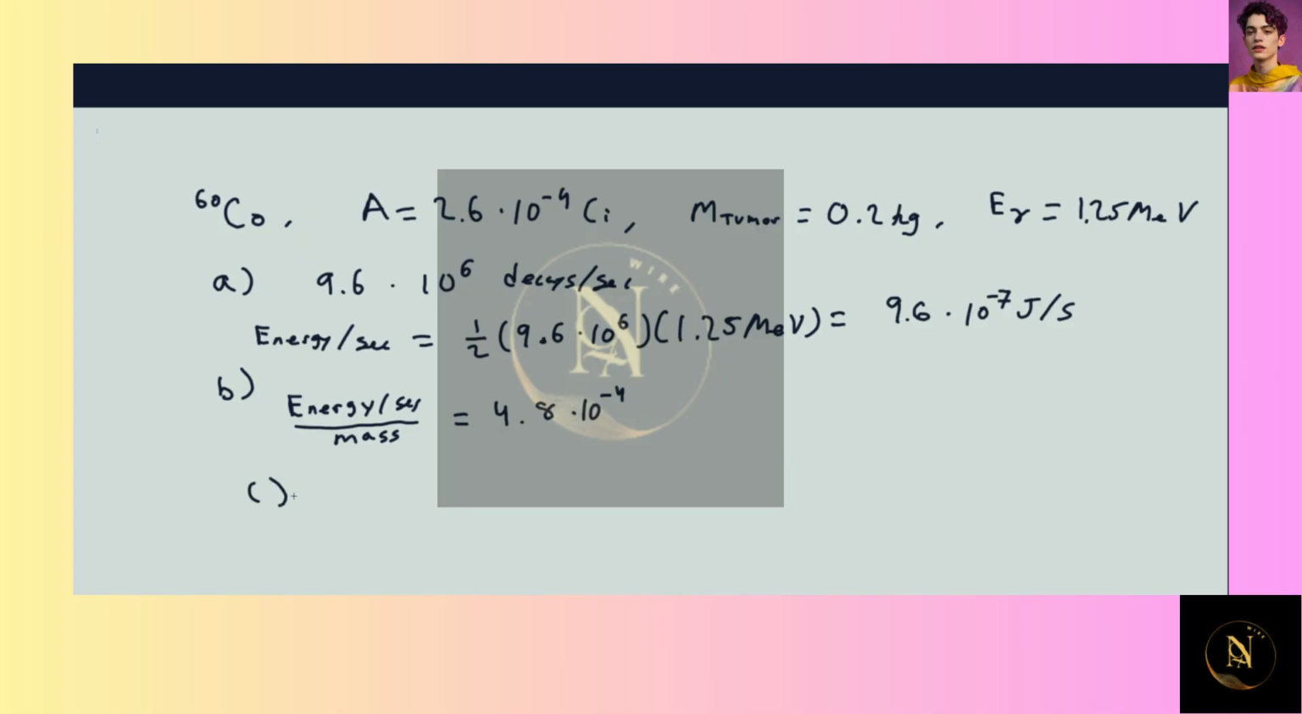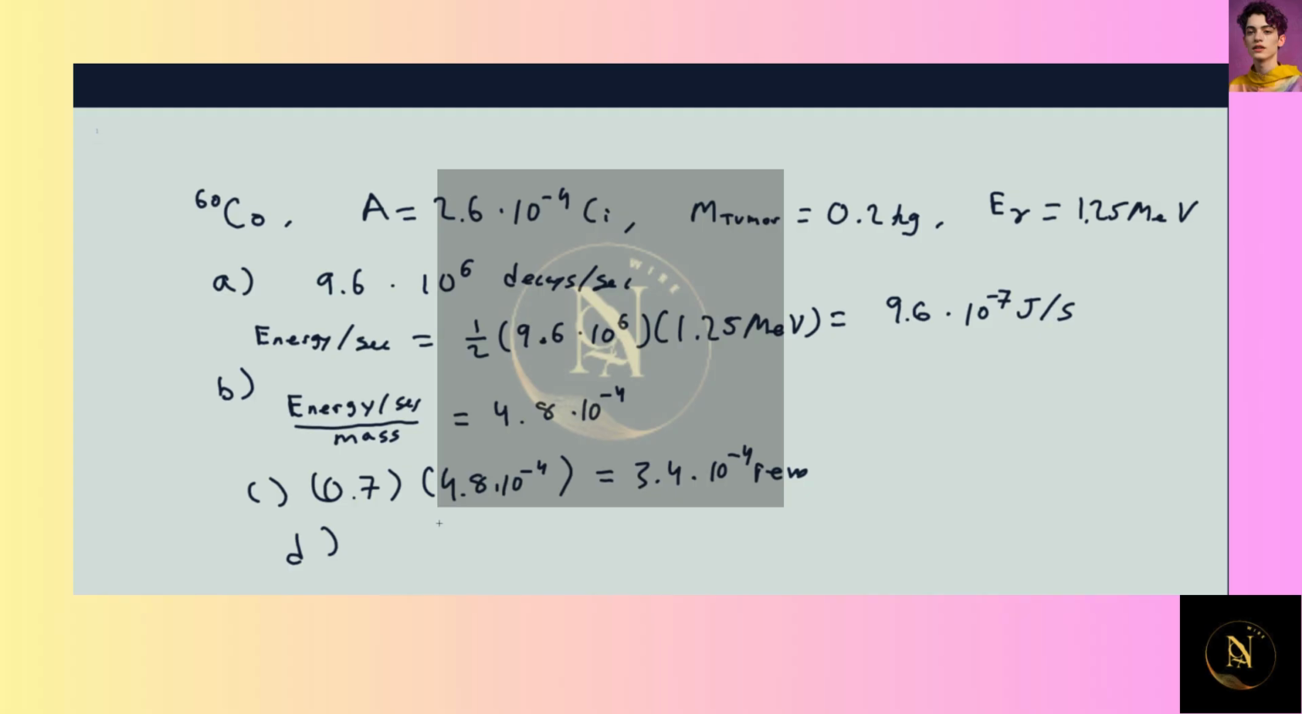In part C, we're asked what the equivalent dose is in rem delivered per second if the RBE for these gamma rays is 0.7. So that tells us that we have a factor of 0.7 to take into account, multiplying our entire expression. And the energy per second per mass is simply the same expression we have above, 4.8 times 10 to the minus 4. So this gives us a value of 3.4 times 10 to the minus 4 rem.